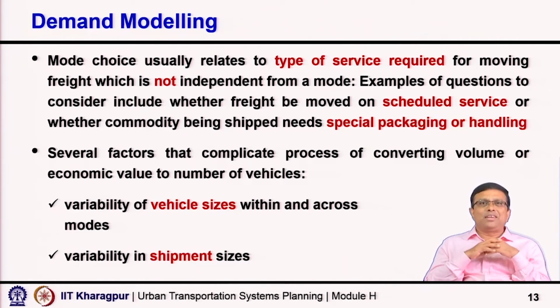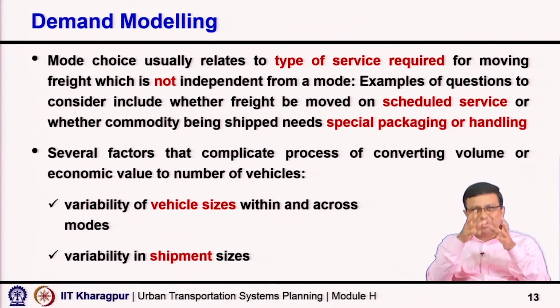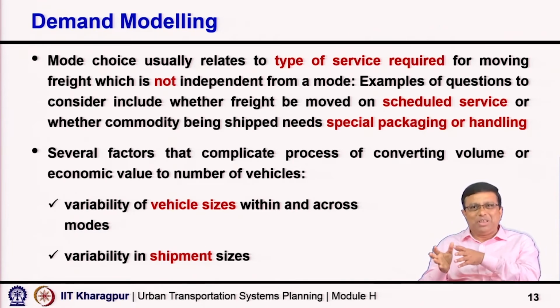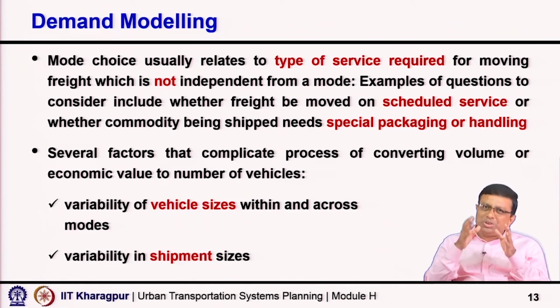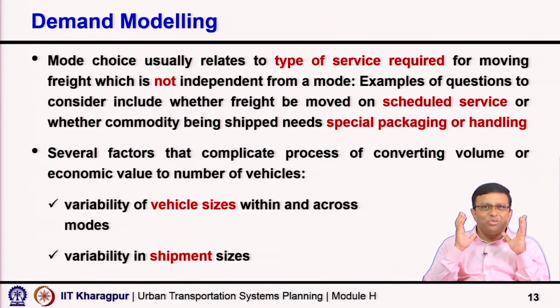So, there are several factors that complicate the process of converting volume or economic value to the number of vehicles. Finally, the mode choice is all about getting the number of vehicles. Some factors which are important in this context are: 1. Variability of the vehicle sizes within and across modes. You talk about one mode to another mode, but within one mode itself, as I said, you talk about trucks, it is not one type of truck.